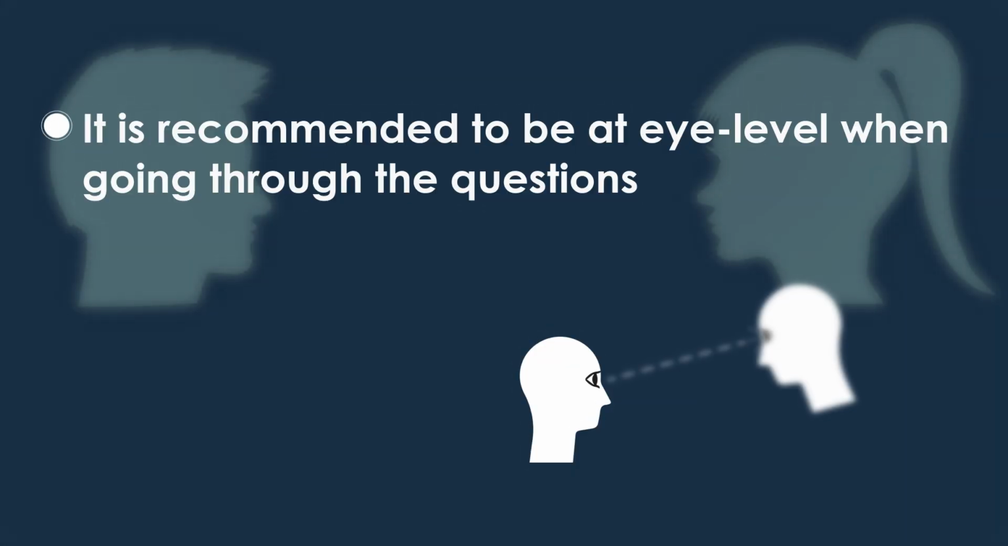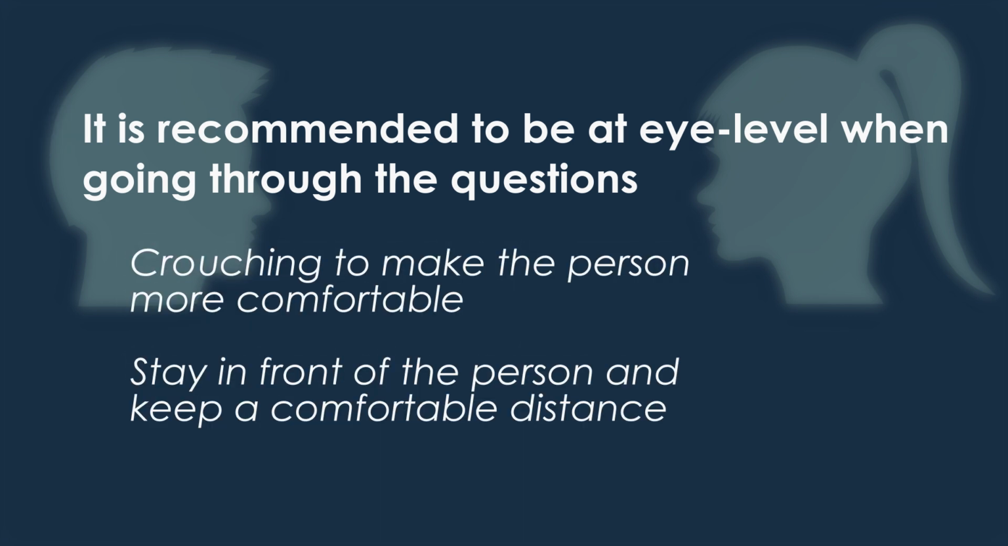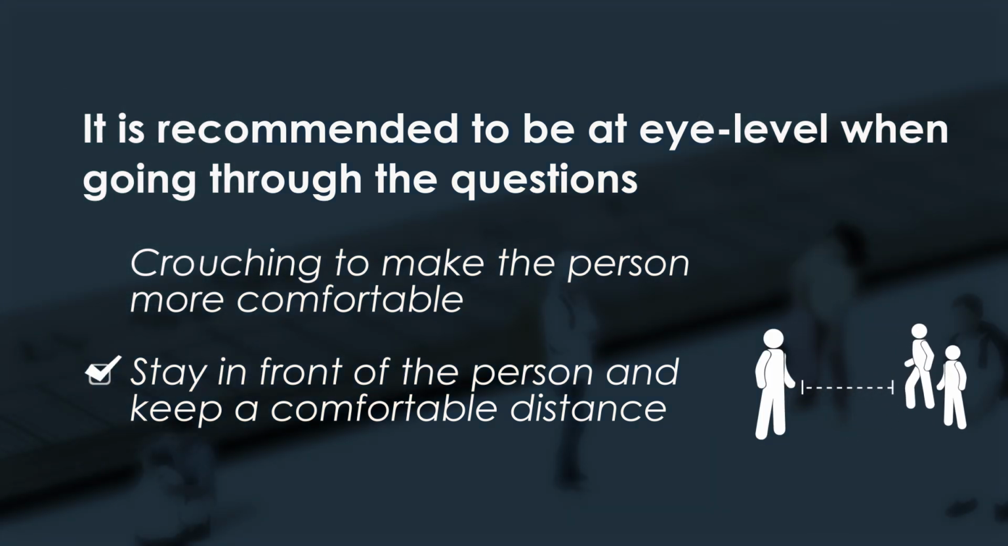It is recommended to be at eye level when going through the questions. When approaching someone sitting, crouching could be a way to make the person more comfortable. It is also recommended that both surveyors stay in front of them, so the person does not feel surrounded. In this situation, avoid sitting on the ground and keep a comfortable distance of about 1 to 2 meters from the individual.